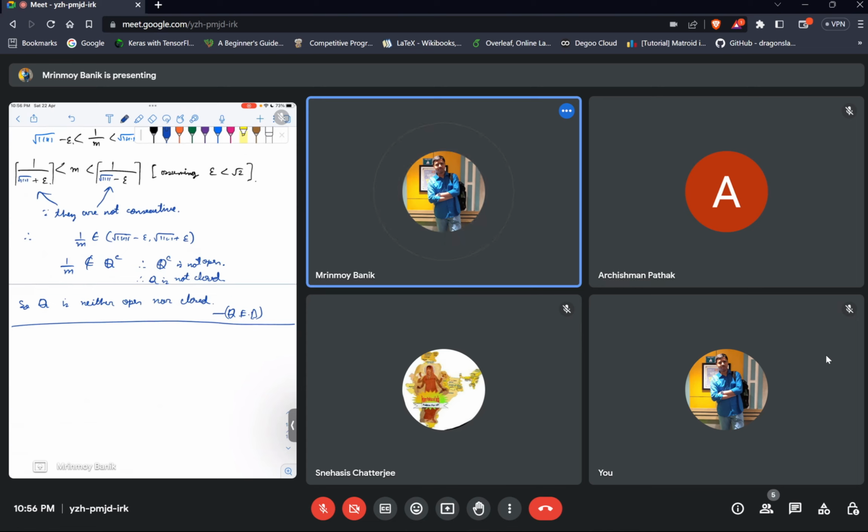Okay, now next day we will talk about compact sets, which are a special kind of closed sets, which are also bounded. And look at what is called the extended real number set, the extended set of real numbers.